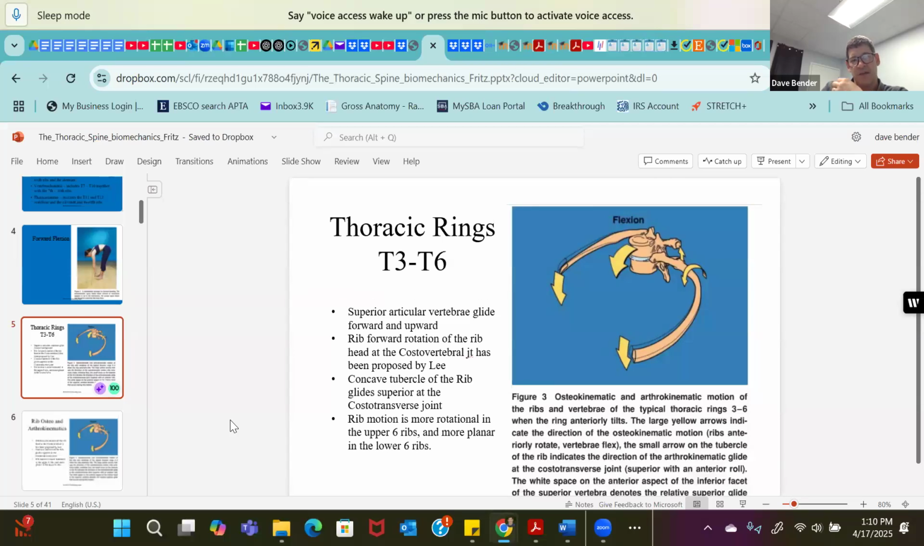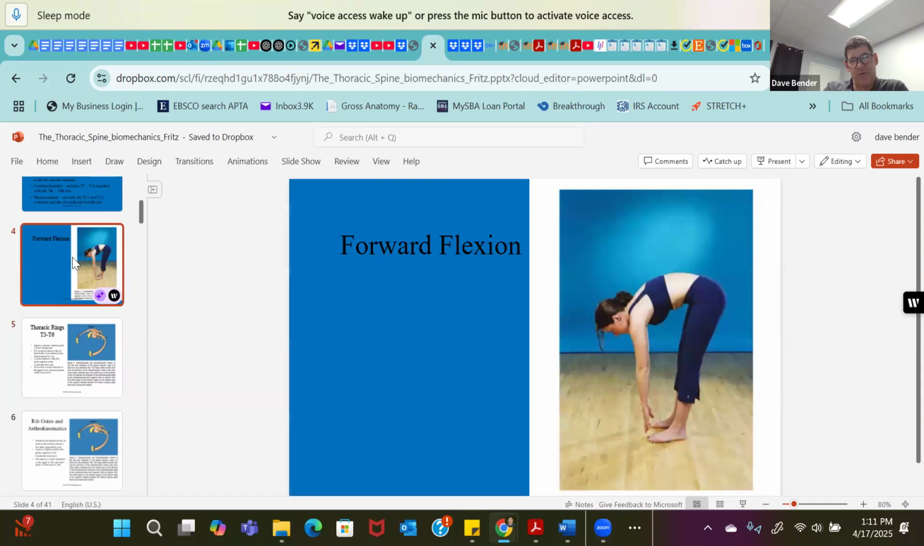And that's because as we get into the lower segments, like 7 through 10, that costotransverse joint becomes more planar. And it changes the glides a bit. Again, not significantly, but it changes the glides a bit. Diane Lee will go into some detail on how these glides are slightly different. But for the time being, it's good to just get a sense of this individual who, if we go back to the prior slide, is forward flexing.